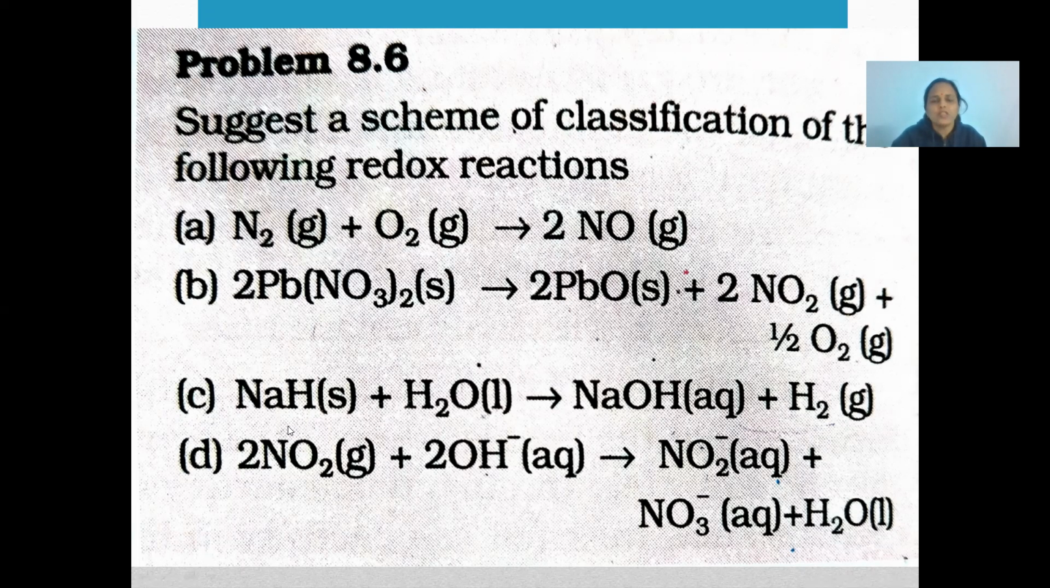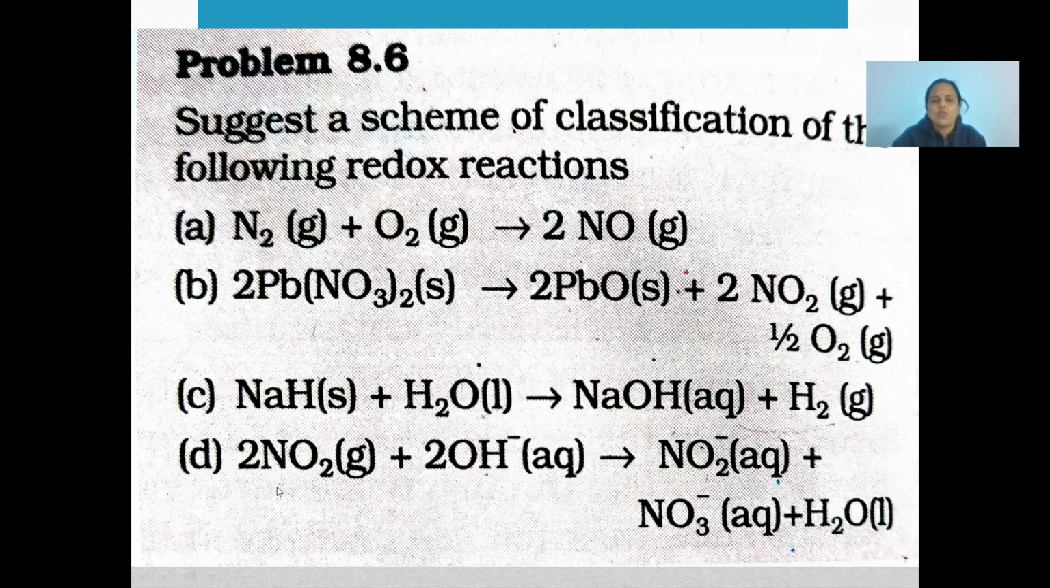Next, third case you see, sodium hydride combines with water to form sodium hydroxide plus hydrogen. Since hydrogen has been displaced here, this is a case of displacement reaction, displacement redox reaction.